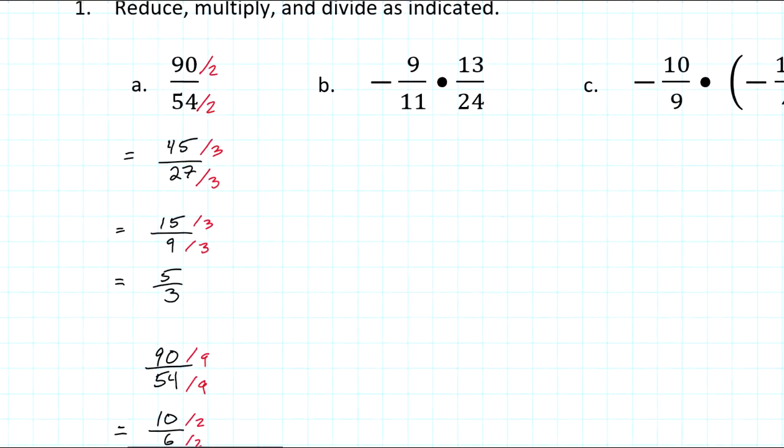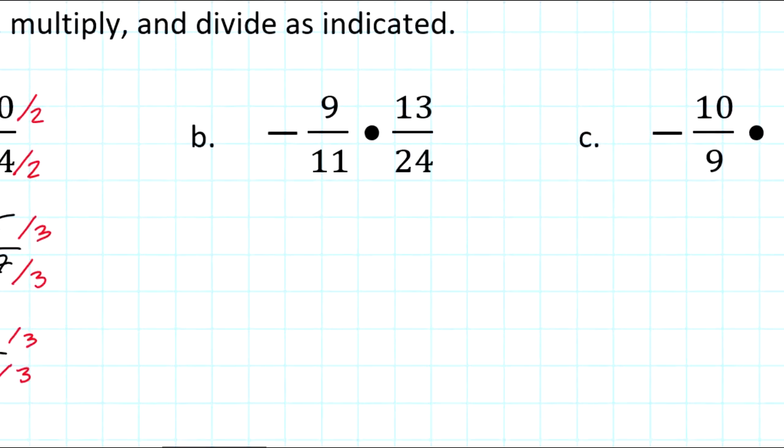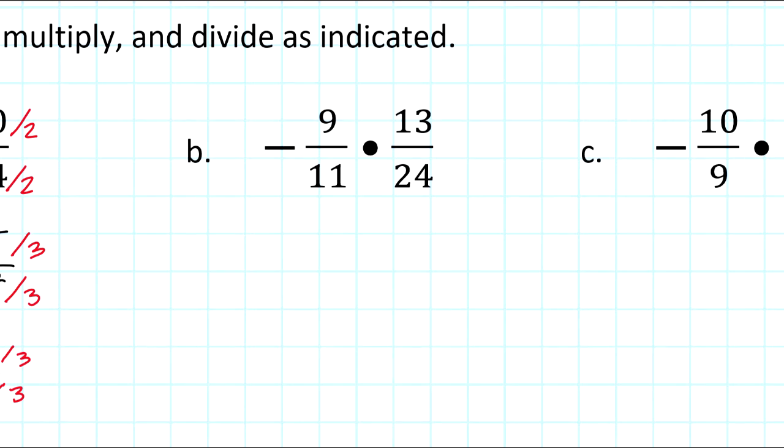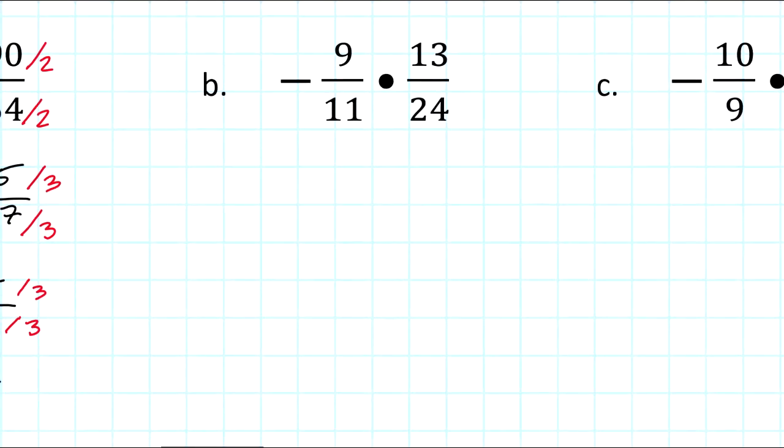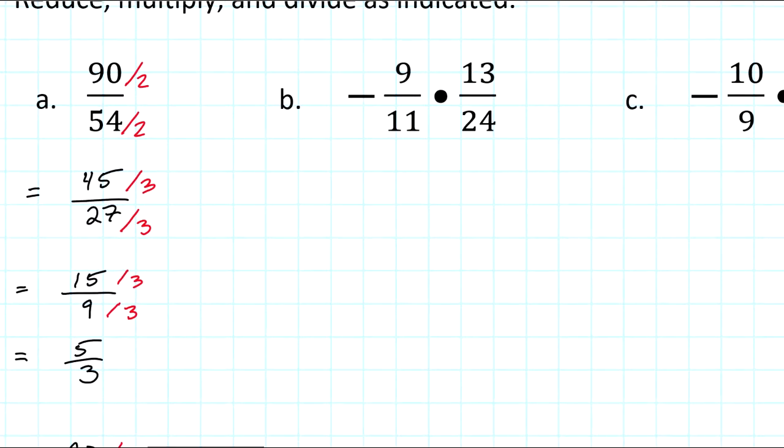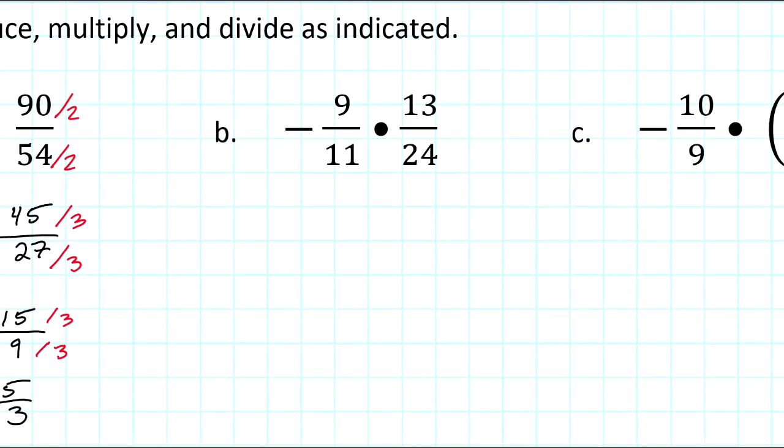All right, let's look at the next one where we're multiplying two fractions. I have 9 over 11 times 13 over 24. Sorry, negative 9 over 11 times 13 over 24. I'm going to start by doing this the short way. I was thinking, do I want to do the long way first or the short way first? Let's do the short way first, and then hopefully afterwards when I do it the long way, you'll appreciate more what I'm doing this way.